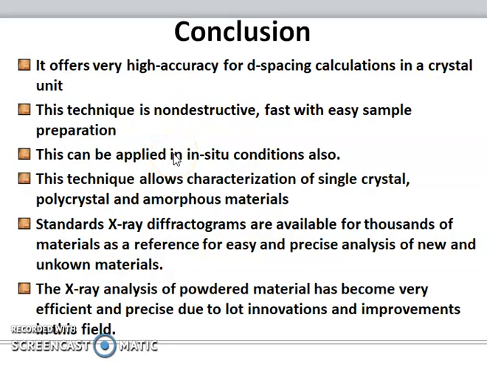X-ray diffraction technology offers very high accuracy for d-spacing calculation in a crystal unit. This technique is non-destructive, and fast and easy sample preparation is possible. This can be applied in situ also. This technique allows characterization of single crystal, polycrystal and amorphous material. Standard X-ray diffractograms are available for thousands of materials as a reference for easy and precise analysis of new and unknown material. The X-ray analysis of powder material has become very efficient and precise due to a lot of innovations and improvements in this field.